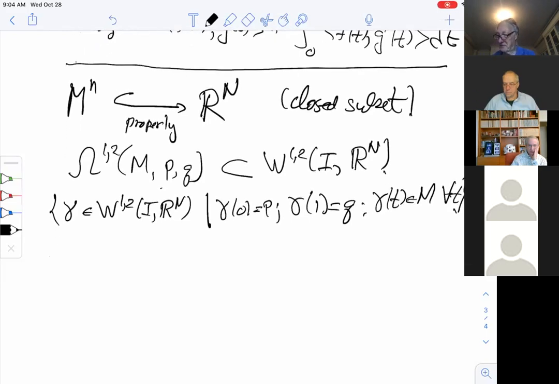So the first lemma. So we have to see what sort of subset this is. So the claim is that in fact it's a closed subset, which is a smooth submanifold. So the first lemma is that this thing is a closed subset.